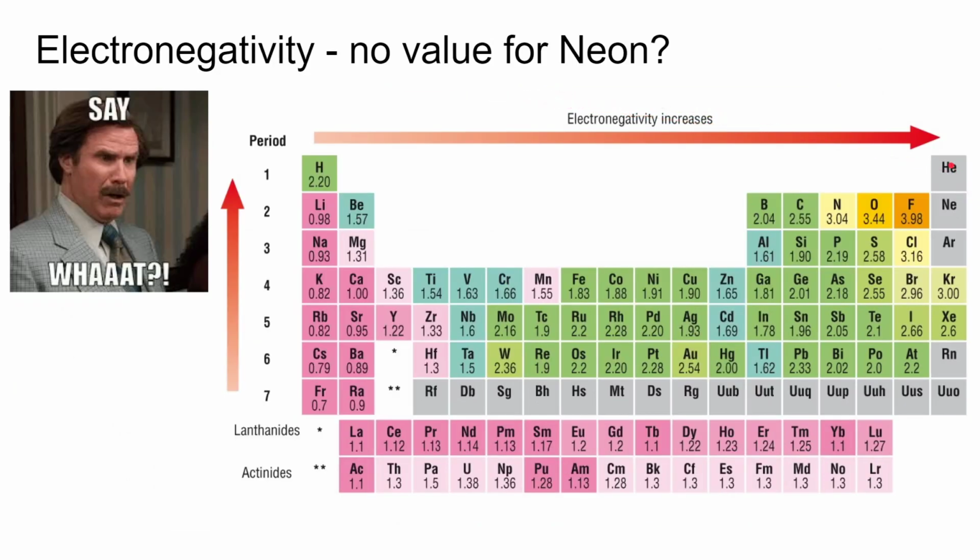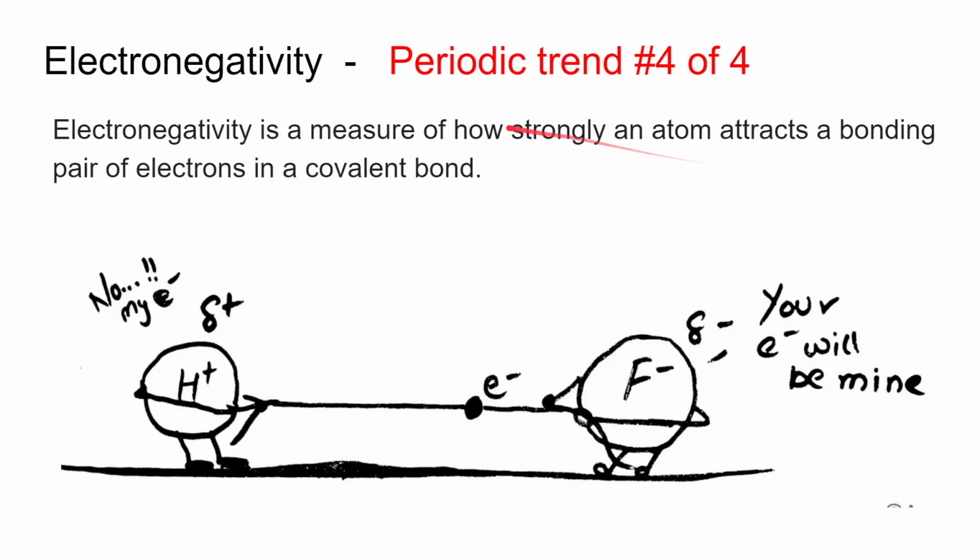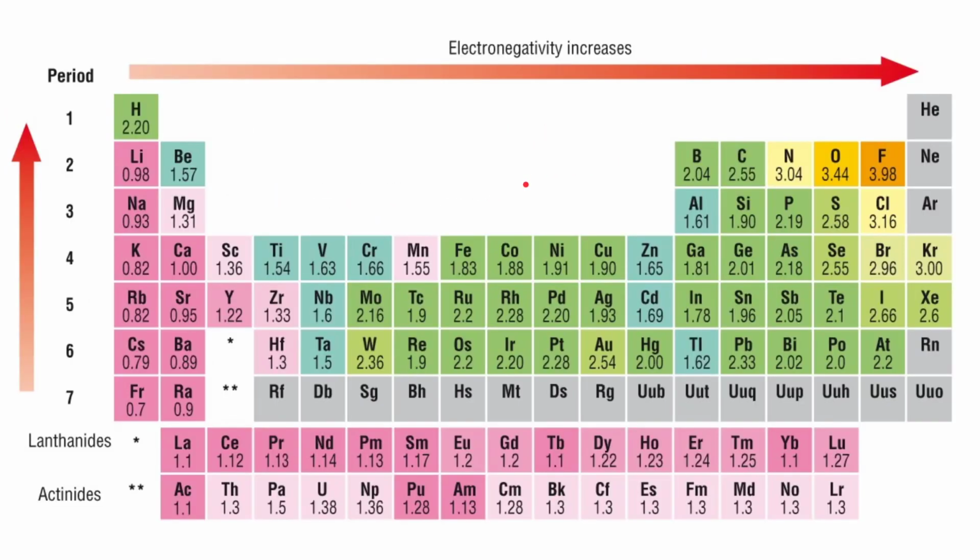No value for neon. You may notice the noble gases, like neon and argon, have no values for electronegativity. Why is this? That's because noble gases don't form bonds, and so they can't form a bond to measure the electronegativity in a covalent bond. Because if we go back to our definition, how strongly an atom attracts a bonding pair of electrons in a covalent bond. If you can't form a bond, you can't have an electronegativity value.